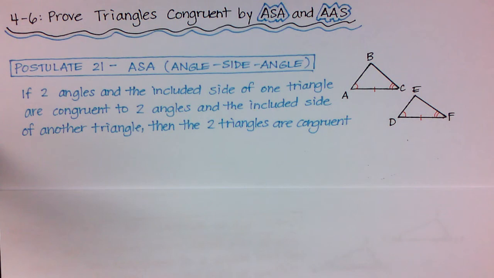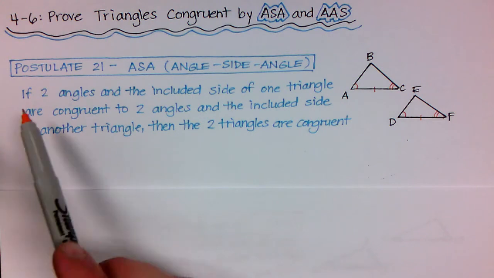Hello class, today's lesson is 4-6 in your textbook about how to prove triangles are congruent by ASA and also AAS. So two new things. Postulate 21 is talking about ASA, which stands for angle, side, angle. Okay, you're going to get these memorized very quickly.